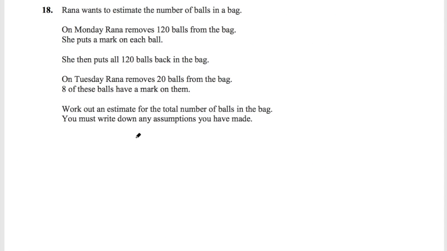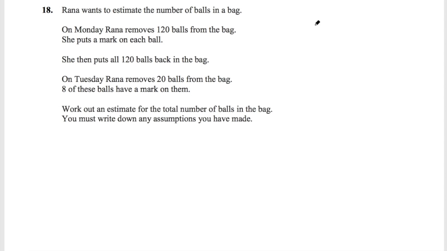Question 18 says Rana wants to estimate the number of balls in a bag. On Monday, Rana removes 120 balls from the bag. She puts a mark on each ball. She then pulls all 120 balls back in the bag. On Tuesday, Rana removes 20 balls from the bag. 8 of these balls have a mark on them. Work out an estimate for the total number of balls in the bag. You must write down any assumptions you have made.